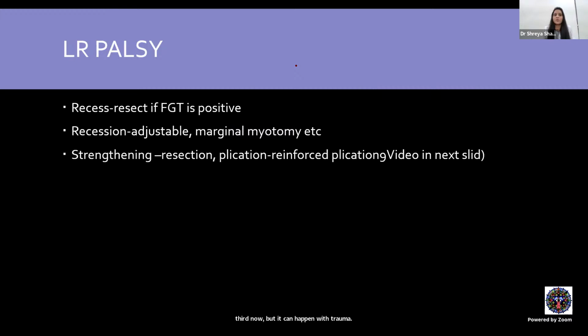The treatments available are recession. Recession can be adjustable. Marginal myotomy can be done, and strengthening procedures. Nowadays, all the strabismus surgeons are doing plication rather than resection, but you can do resection.